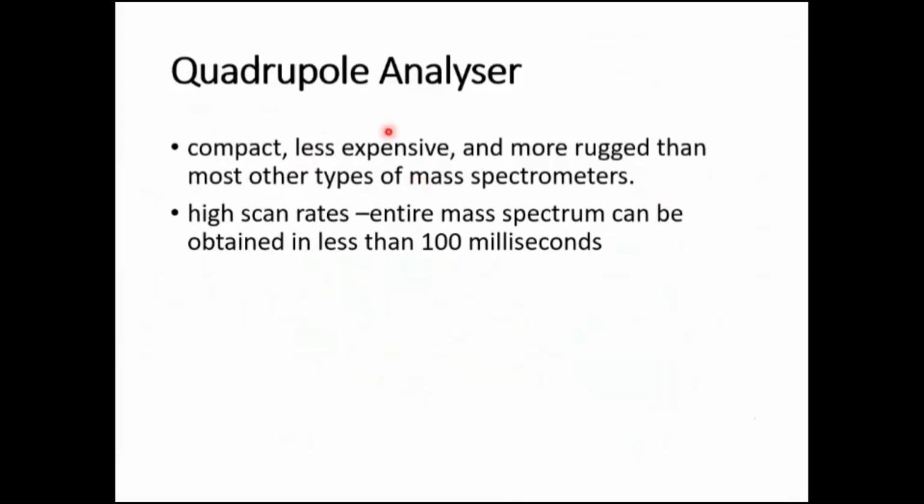In quadrupole, the name itself is suggesting there are quadra means four, and pole means there are four electrodes. So it is compact, very less expensive, more rugged than most other types of mass spectrophotometers. Its scanning rate is very high. The entire mass spectrum can be obtained in less than 100 milliseconds, so it is extremely fast.